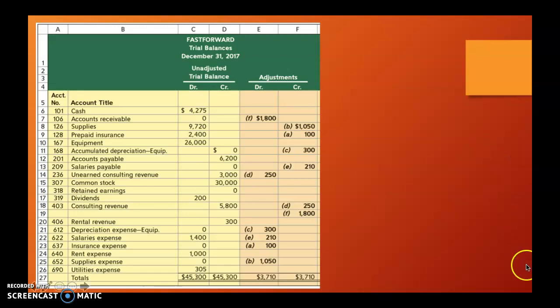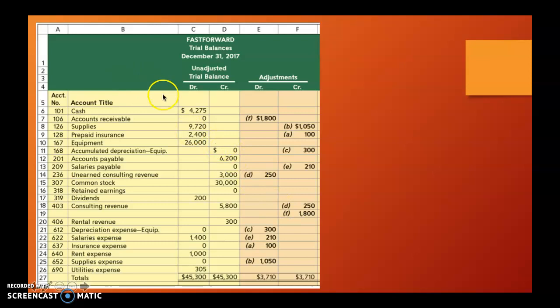So actually, I was mistaken. There is one. So that's why there's two lines. See right over here, account 403, consulting revenue. There's two lines because there's two adjustments that are made here for transactions D and F. So I'll show you how to net that in the next step, which is the adjusted trial balance.